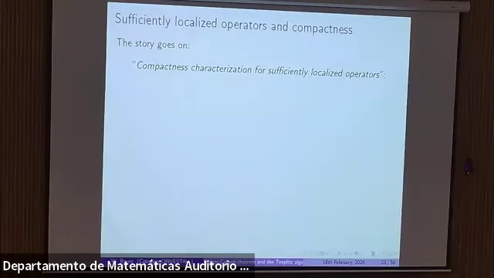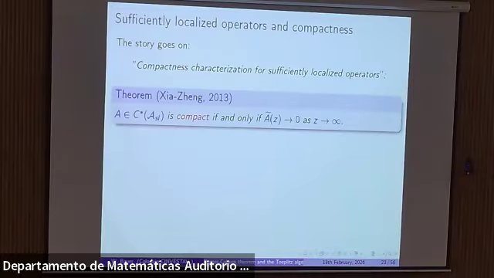So the story goes on. It was namely observed that this notion of being sufficiently localized also leads to a compactness characterization. And that's a result by Xia and Zheng, which says if I take an operator in this algebra, which potentially is bigger than the Toeplitz algebra, then this is compact if and only if the Berezin transform vanishes at infinity. Same criterion as always. So that's another candidate, which gives a compactness characterization via the Berezin transform.